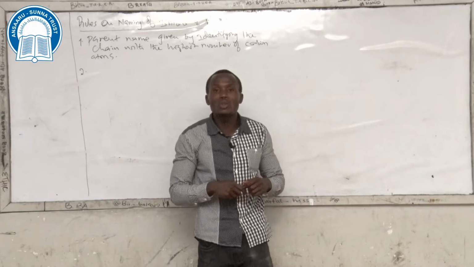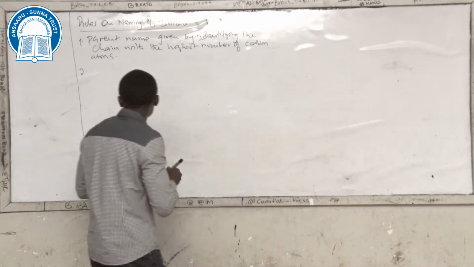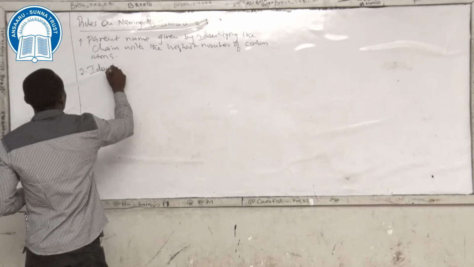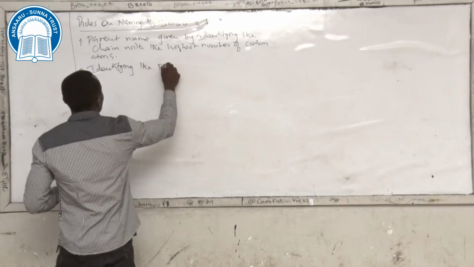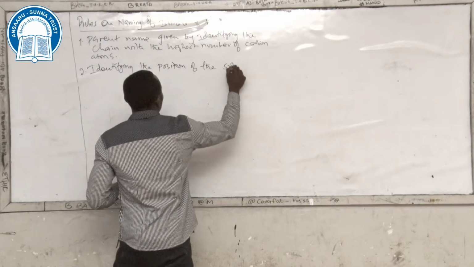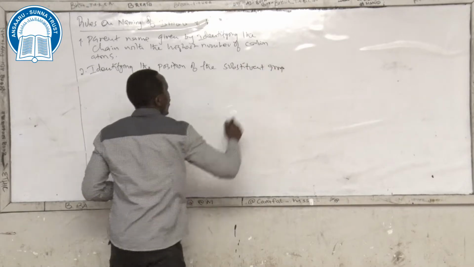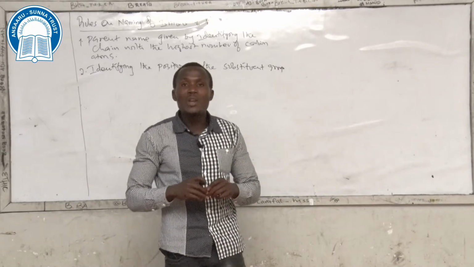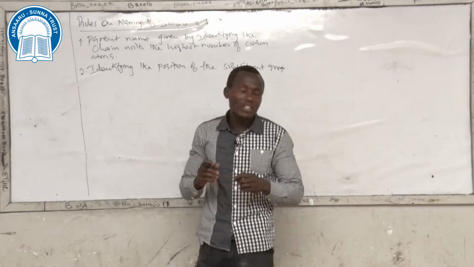The second rule that needs to be observed when naming the isomers is to identify the position of the substituent group, which is the alkyl. When we talk about identifying the position of the substituent group, we are supposed to give it the lowest number possible on the structure.